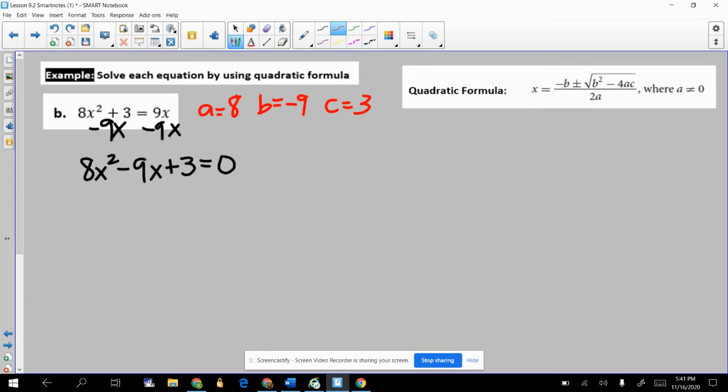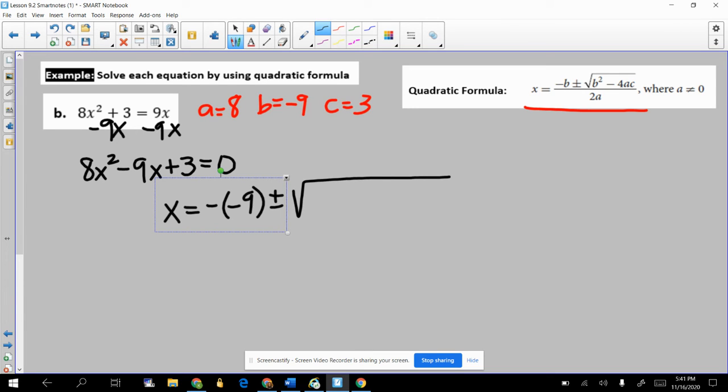Okay, so now we're going to plug those in again to our formula. So we've got x equals negative b. So that's again like a negative 9, or just the opposite of negative 9 would be positive 9. But that's how you want to write it. Then plus or minus the square root of our b squared, which is negative 9 squared. You need your parentheses here so that you get the right answer. Minus 4 times our a, which is 8, times our c, which is 3.